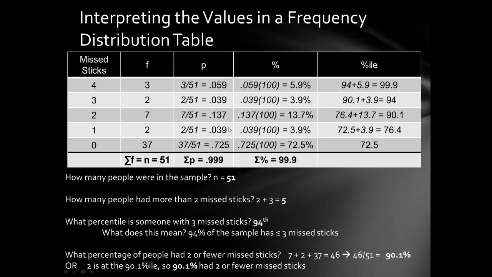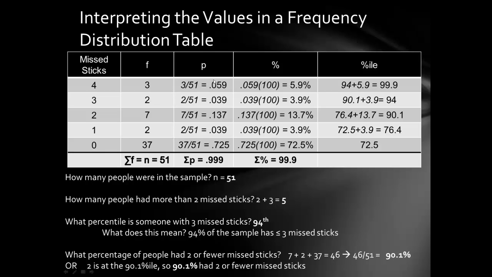So here is the same exact table that I just went through, only I have summations here, just adding all the scores together. This little sigma just means to sum. So again, 3 plus 2 plus 7 plus 2 plus 37 gives you 51. There's a total of 51 nurses in this data set. Then if you add all the p-values, or the proportions, or the probabilities is another way to say it.